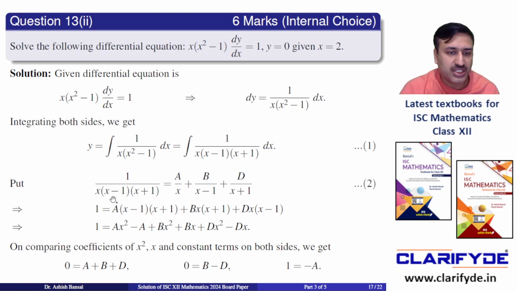If we integrate both the sides, we get this. Now this integral can be solved easily. We put this value as a by x plus b by x minus 1 plus d by x plus 1. Upon cross multiplying, we get this. Now comparing the coefficients on both the sides of x square, x and constant terms, we get these three equations. These can be simplified to get the values of a, b and d.